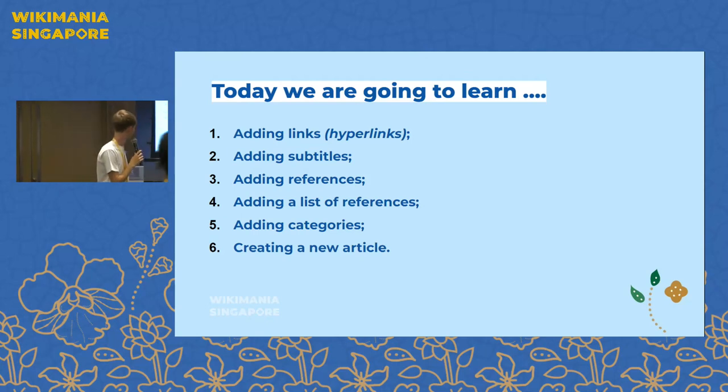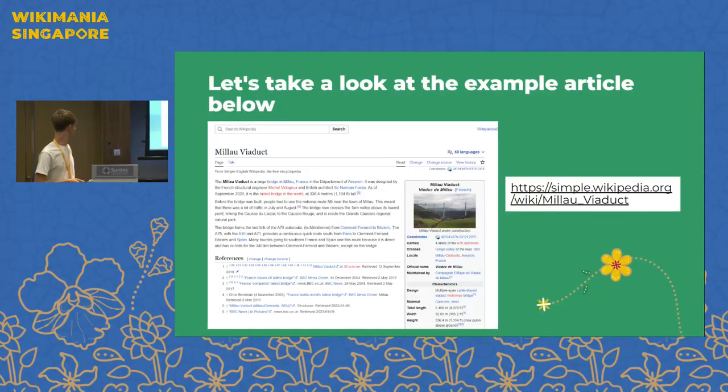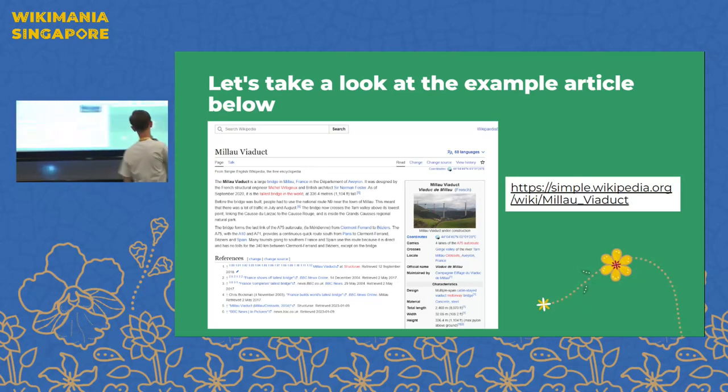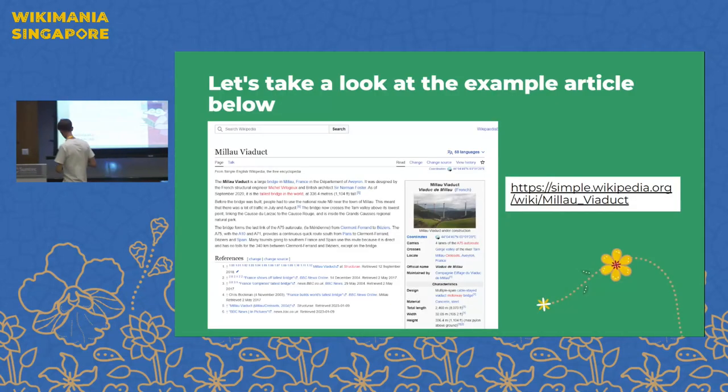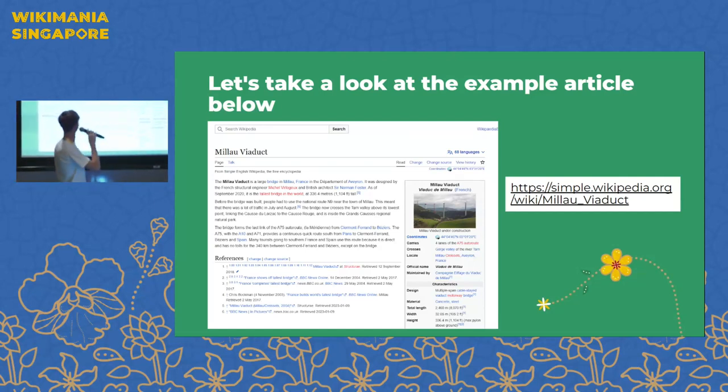So today the first thing we will learn is how to add a link in an article, and then some headings, references, categories, and at the end you should be able to publish your own new article. Now, when you look at the example of this article, you can open it on Simple Wiki by this link or just by typing the name of the article into the search bar.